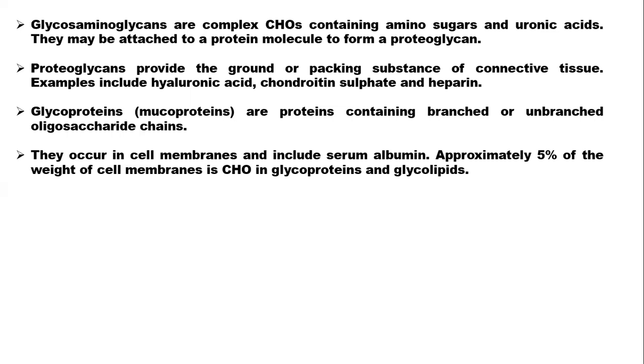Proteoglycans. There are also what we call glycoproteins or mucoproteins, which are proteins that contain branched or unbranched polysaccharide chains. They occur in cell membranes and include serum albumin. Approximately 5% of the weight of the cell membrane is carbohydrate in glycoprotein and glycolipid.